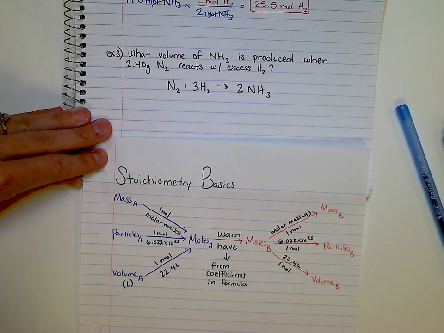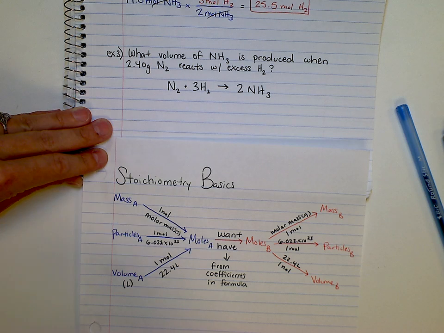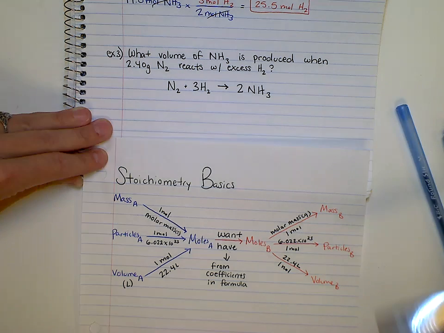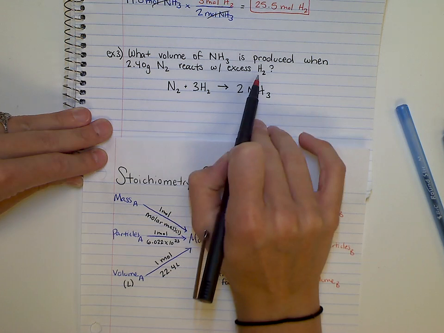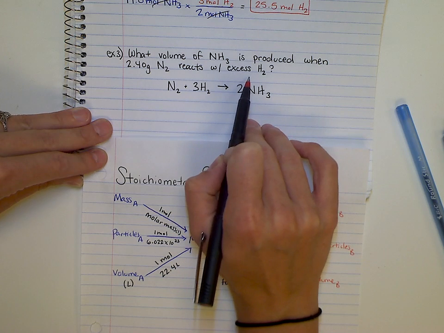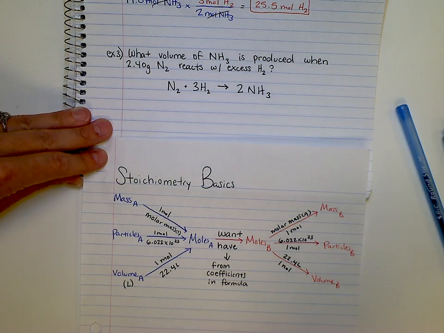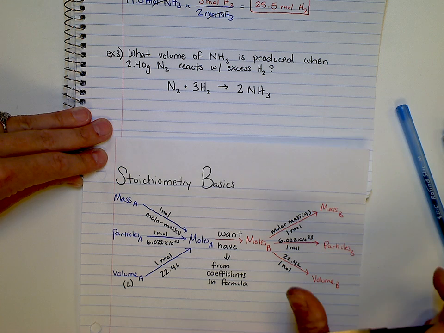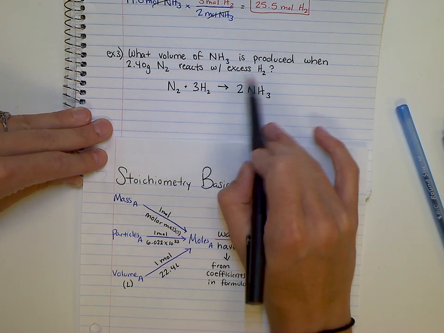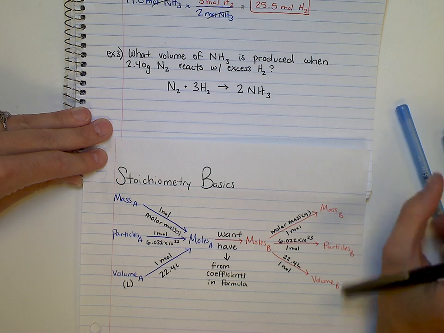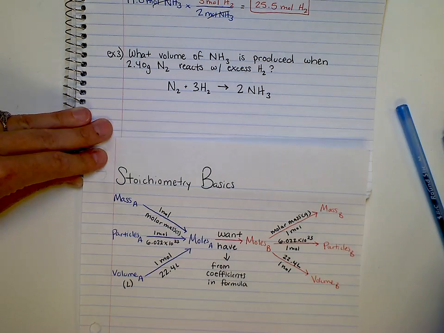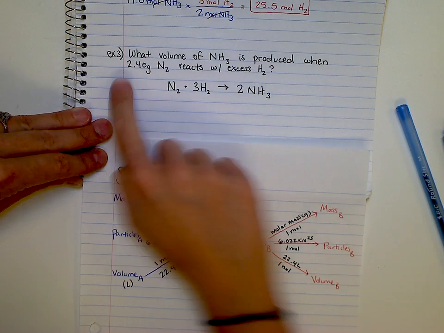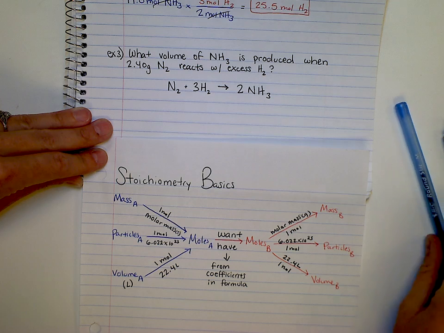Okay, so what volume of NH3 is produced when 2.4 grams of N2 react with excess H2? This word excess H2, whenever you guys see that, that just means that there's extra lying around, like it's not going to stop the reaction at all. It basically means don't worry about this running out, the reaction will go to completion. So it's basically you can ignore it.